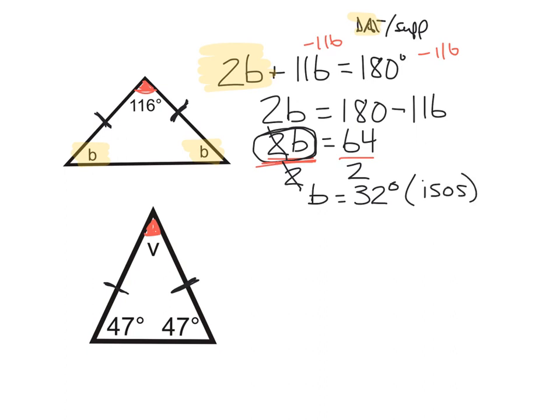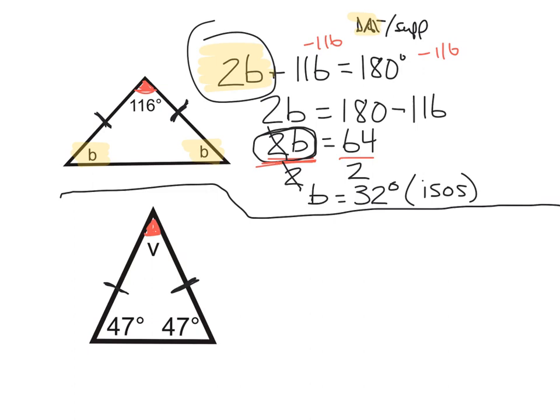Okay, mainly because I use this 2b thing. If you put SAT here, I'm still okay with that. But the isos theorem, the fact that we've got those 2 congruent angles, sort of cancels out the SAT. But use SAT if you're stuck.